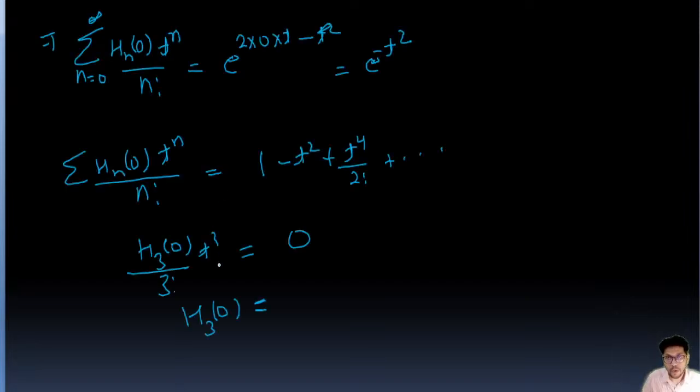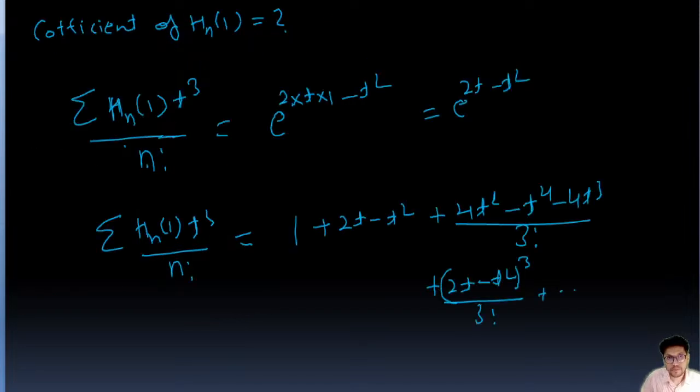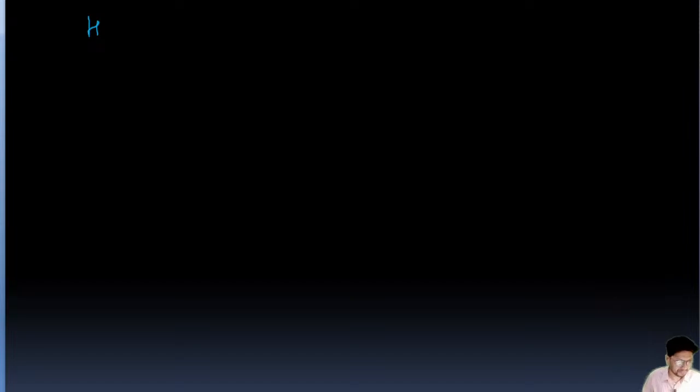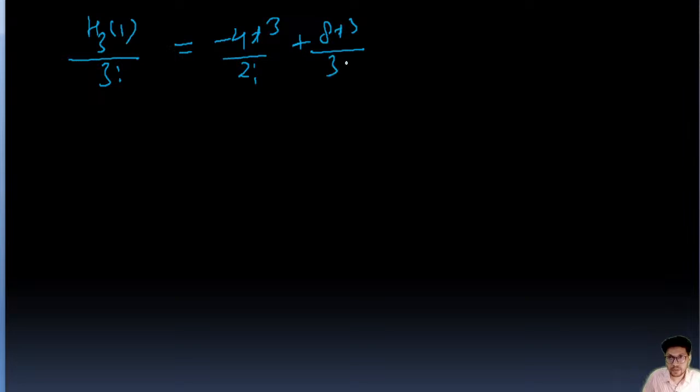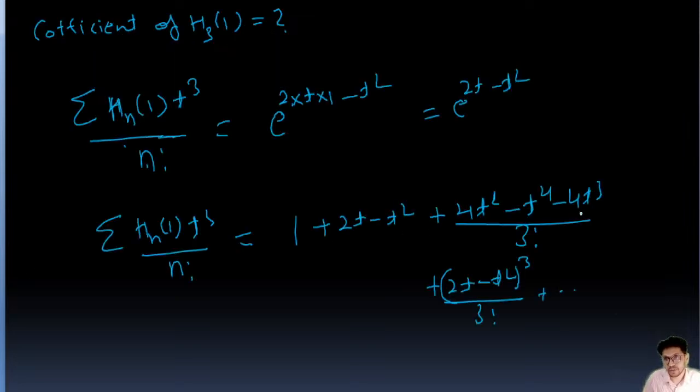Next, we'll find the coefficient. Yes, we have to find out H3(1), guys. H3(1)/3! is going to be minus 4t, only the t³ term we will take, upon 2 factorial, plus 8t³ upon 3 factorial. Here we'll just take the t³ term only, and here also the t³ term.